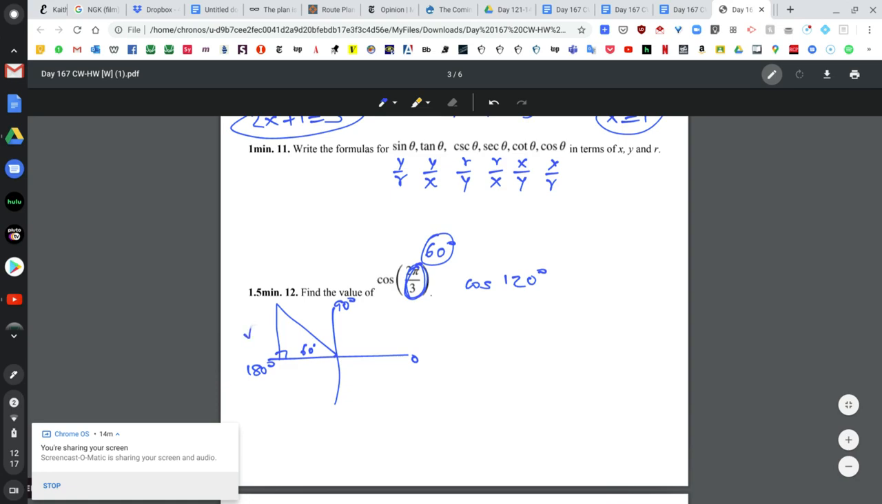So across from 60 is radical 3. Next to 60 is 1. Actually negative. Watch your signs, please. You're in the second quadrant. That's 2. And the absolute last step is write the formula. What's the cos formula? We just did it. It's x over r. So it's basically x, which is -1, over r, which is the hypotenuse, which is 2. Ta-da! So not too bad. But it requires you to know 30, 60, 90 triangles.